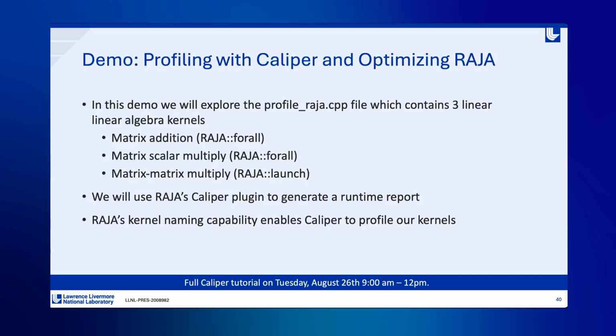Thank you. So in this demo, there's a file in the AWS instance called profileraja.cpp, and this file contains 3 linear algebra kernels. 2 of them are written with forall. The third one is written with launch. There's matrix addition, matrix scale and multiply, and matrix multiplication.